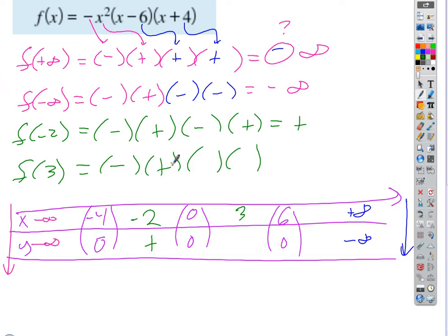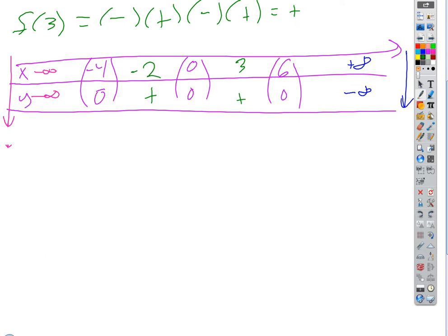First one's negative, second one's positive, right? Always. What about 3 minus 6? What's that? 3 plus 4. So once again, we get positive, okay? So that tells us everything we need. Right now we can do our sketch.